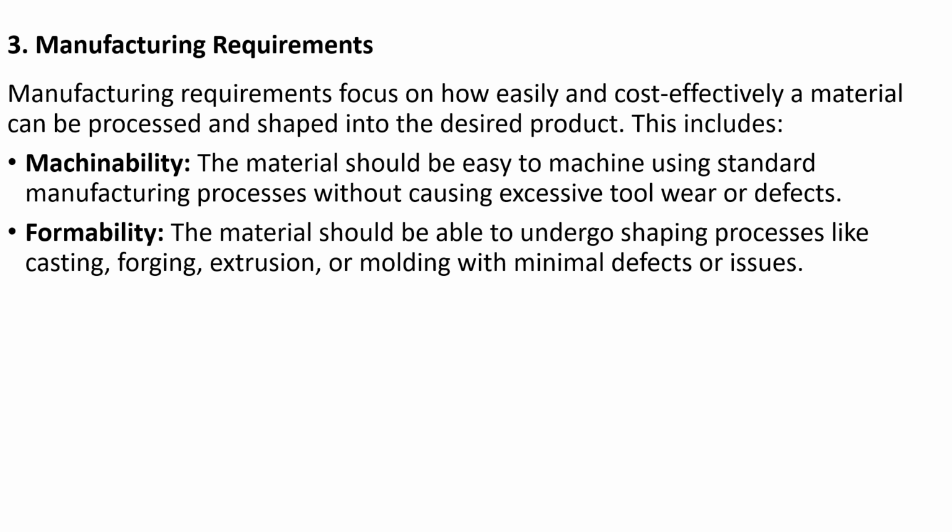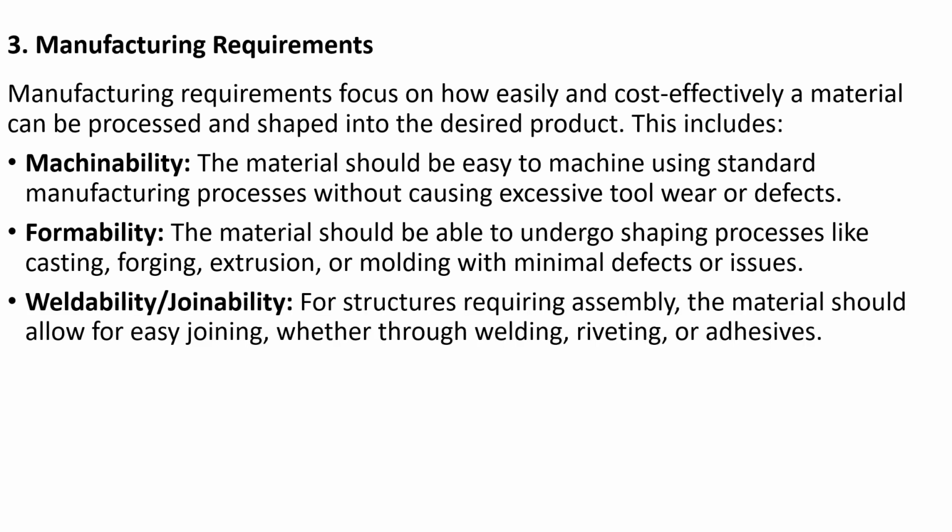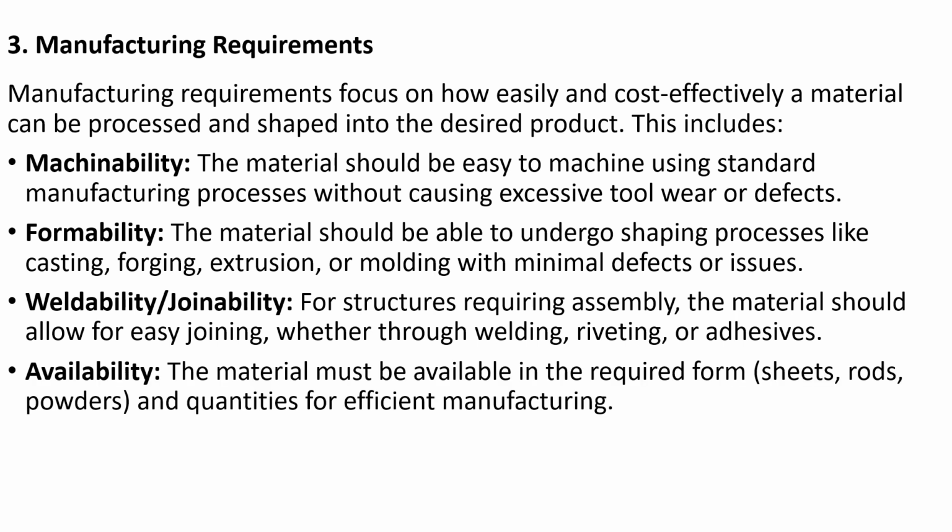Formability is also essential, as the material should be able to undergo shaping processes such as casting, forging, extrusion, or molding with minimal defects. Furthermore, weldability is vital for materials used in structures that require assembly. They should allow for easy joining through methods like welding, riveting, or adhesives. Finally, availability of the material in the required form and quantity is important for ensuring efficient manufacturing.